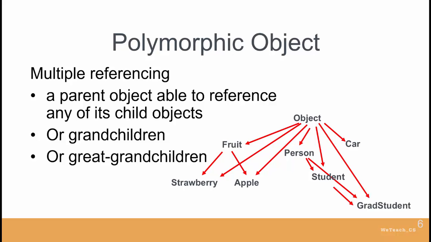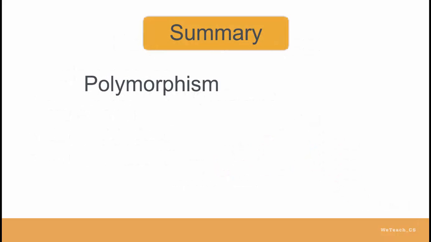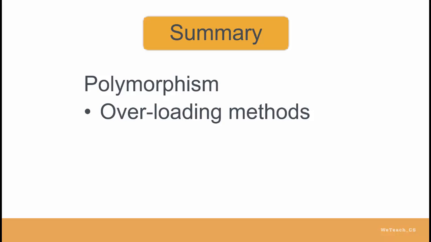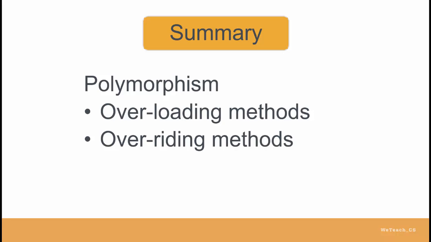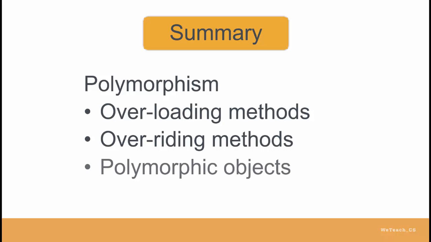In summary, polymorphism can exist in class definitions of objects in three different ways: by overloading methods that perform the same task in different ways, by overriding or redefining methods inherited from parent classes, or through polymorphic referencing, where objects are able to point to any descendant object at any level of inheritance.